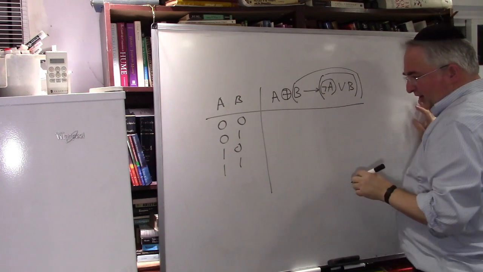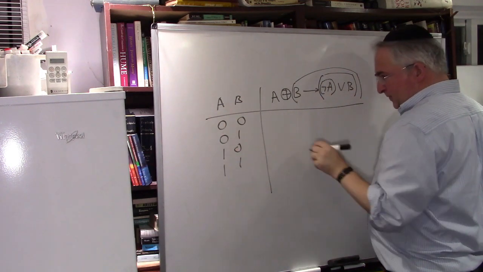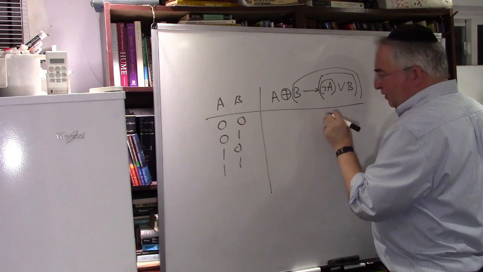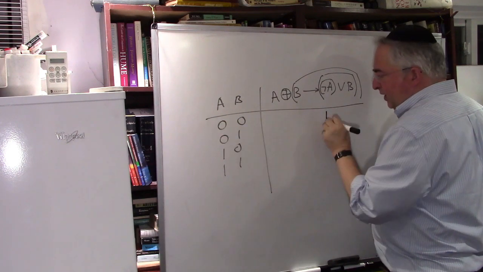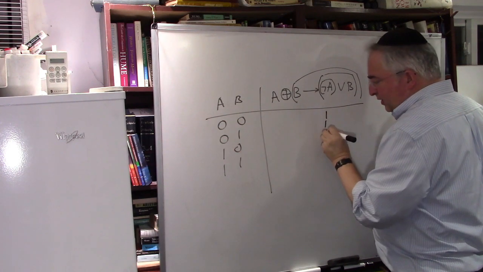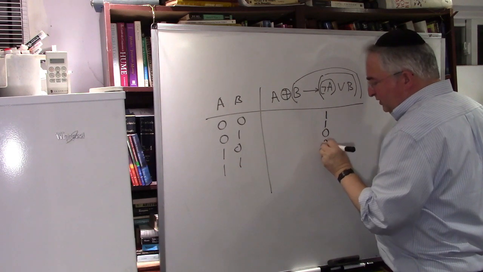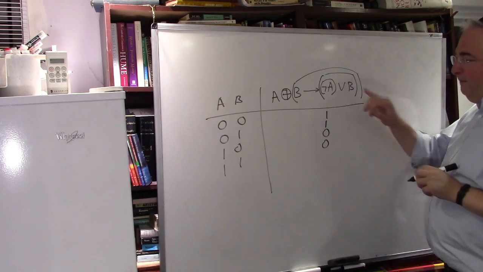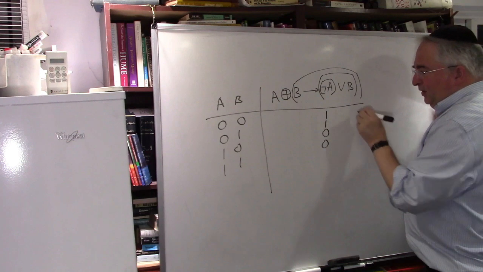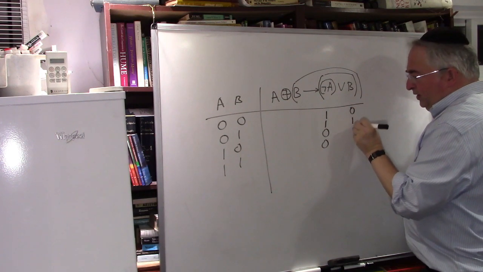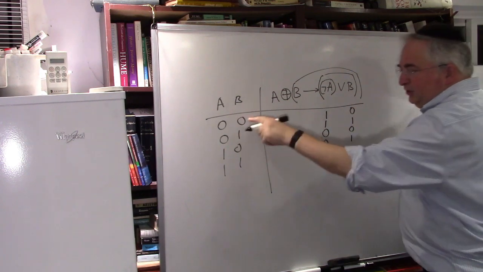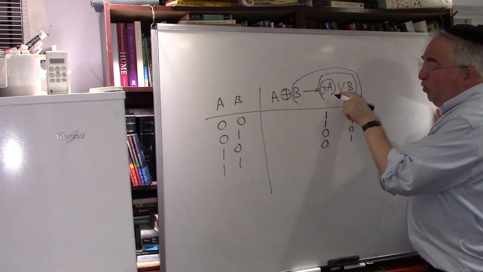Not A. So, what's not A? Okay, I'm going to take A and I'm going to flip it. If it's 0, I'm going to make a 1. If it's 1, 0. Great. Now, B. I'm going to rewrite B over here. 0, 1, 0, 1. I just rewrote B. And now I'm going to do OR of it.